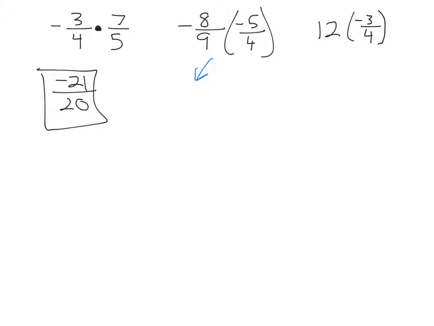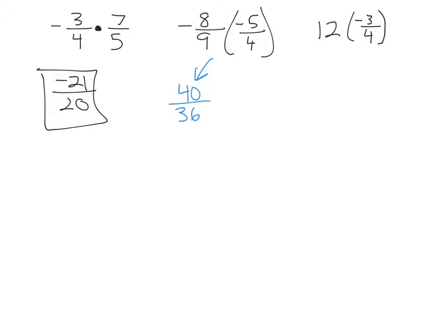This time we have a negative times a negative. I know that's going to give me a positive. 8 times 5 is 40. And then I have 9 times 4, 36. Now here's an instance in which I see that we can simplify.